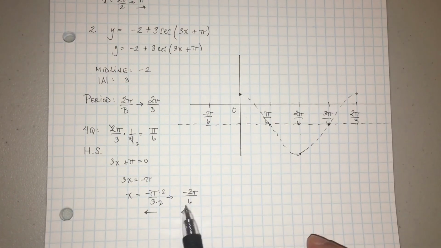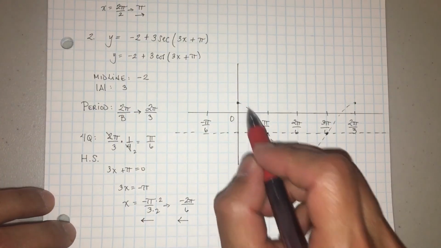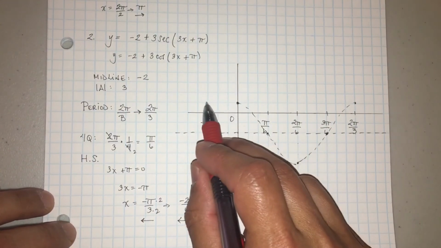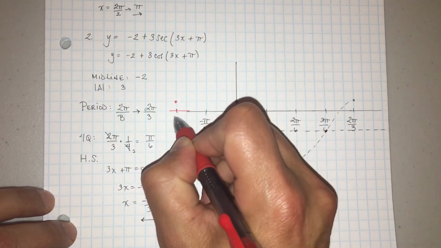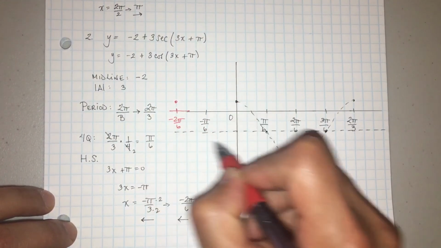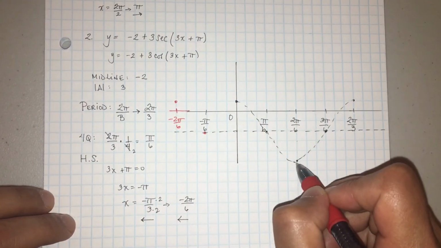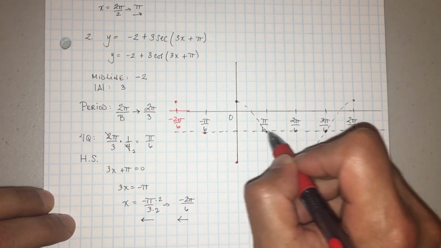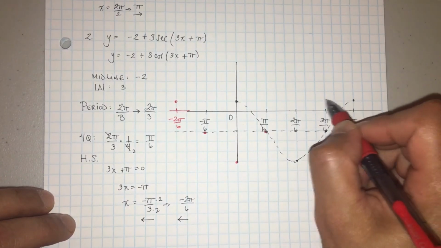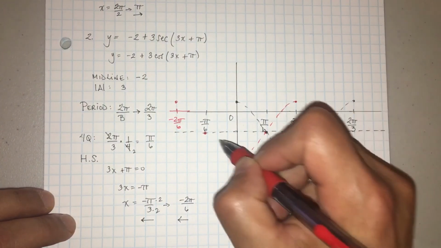Now all we got to do is shift it 2 units to the left, 2 pi over 6 to the left. So that means this guy is going to go 2. So 1, 2. This guy's going to go over here. 1, 2, 3. This is going to be negative 2 pi over 6. And then this guy's going to go 1, 2 over here. This guy's going to go 1, 2. This guy's going to go 1, 2. And this guy's going to go 1, 2 right there. And then we have this nice curve here.